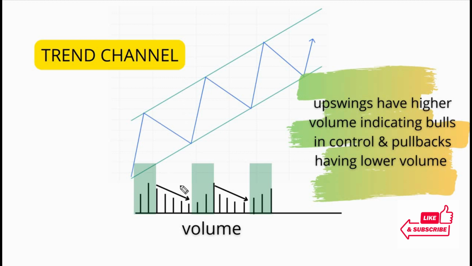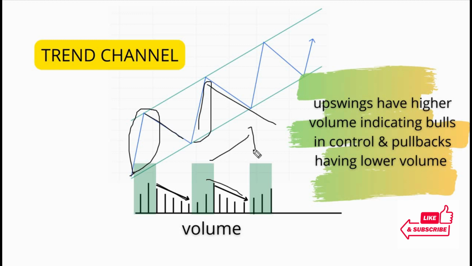Okay, if the volumes here were lower than the volumes here, then we could say that this trend channel is weak. Okay, you should compare the volumes. Here the volume is high, here the volume is low. Volume is high, volume is low. So we could say that the trend is very strong, and we could see higher prices from these levels.